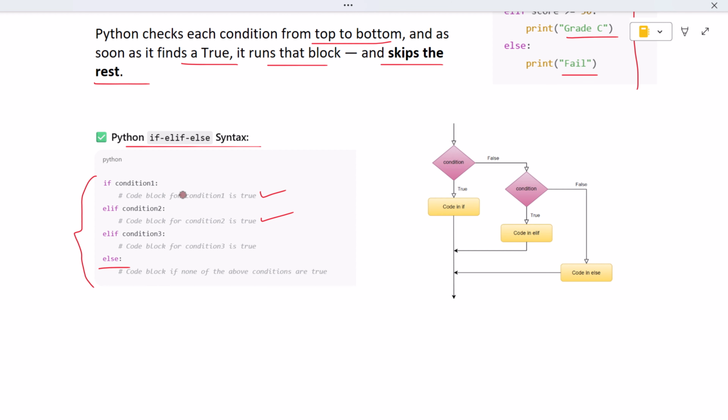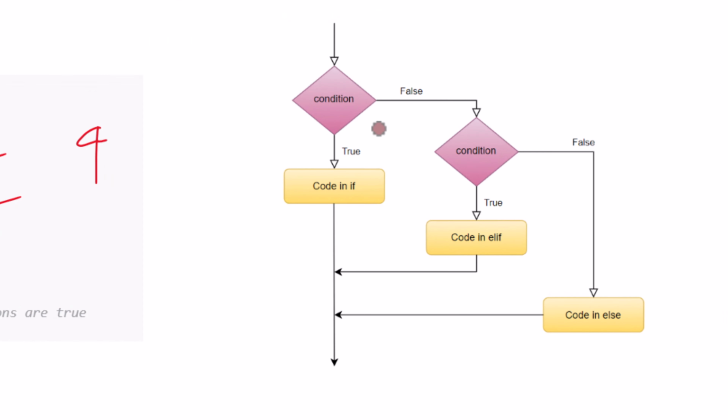Remember, Python uses indentation to know which code belongs to which block. So always use 4 spaces for indentation. Python will check each condition from top to bottom, and only one block will run, the first match. This diagram shows exactly how Python processes multiple conditions using if, elif, and else. Let's walk through it step by step, just like Python would.